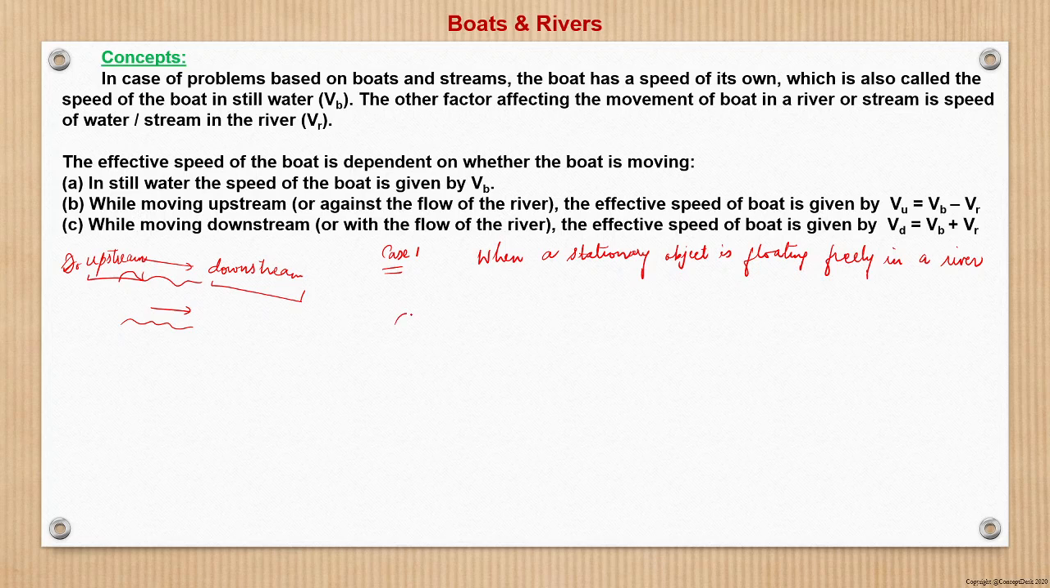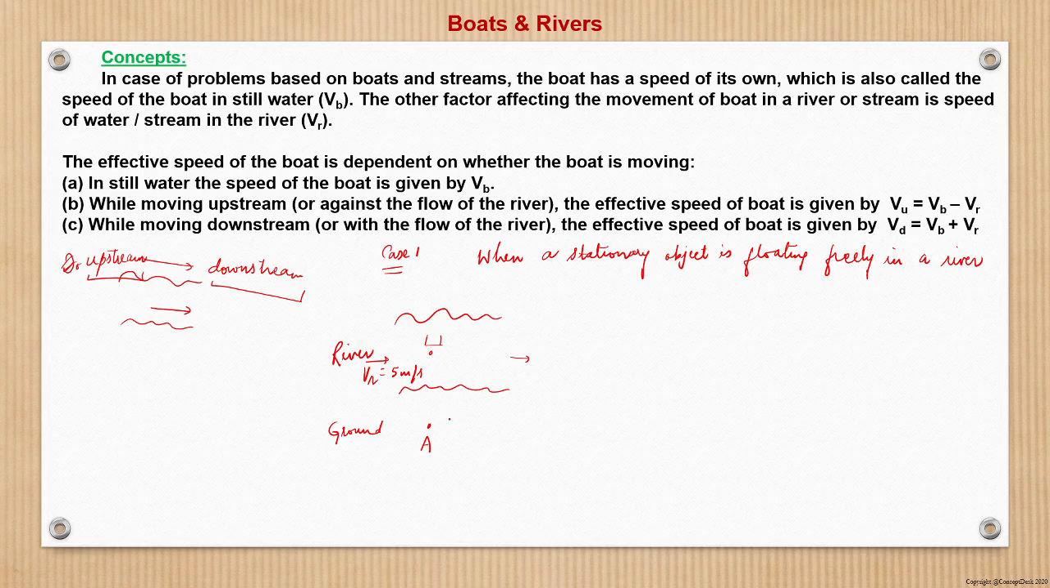So suppose this is a river, and here at this point one hat has been dropped, right? Let this point be A, a point on the ground, and this is a river flowing in the direction of this arrow, right? So this side is downstream. Now what happens? Suppose the river is flowing with a velocity of, let's say, 5 meter per second.